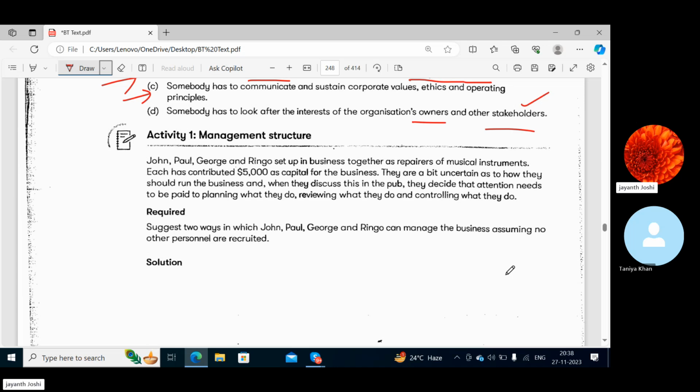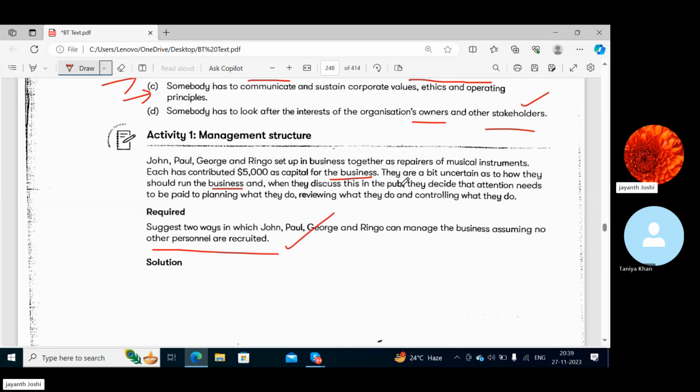John, Paul, George, and Ringo set up business together as repairers of musical instruments. Each has contributed $5,000 as capital for the business. They are a bit uncertain as to how they should run the business, and when they discuss this in the pub, they decide that attention needs to be paid to planning what they do, reviewing what they do, and controlling what they do. So you are required to suggest two ways in which John, Paul, George and Ringo can manage the business, assuming no other personnel are recruited. So what is it that you are going to say?